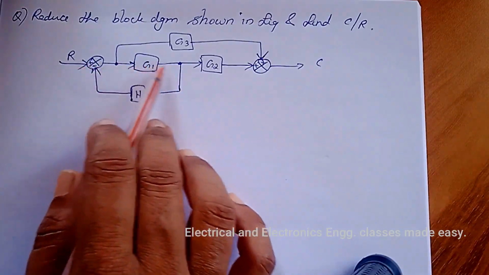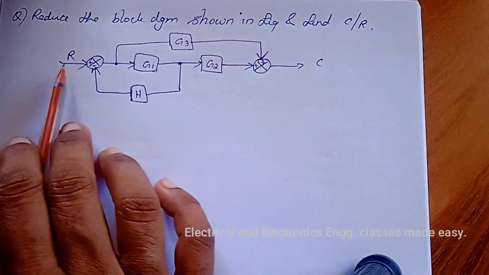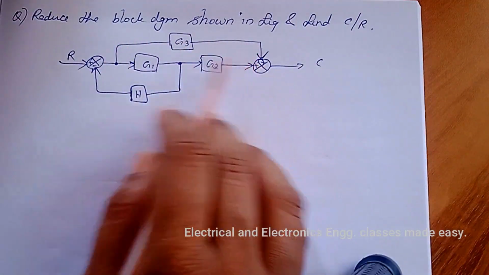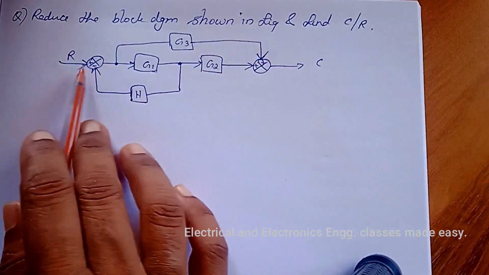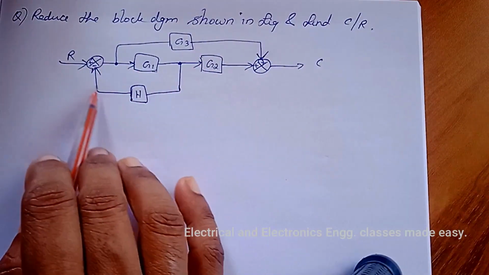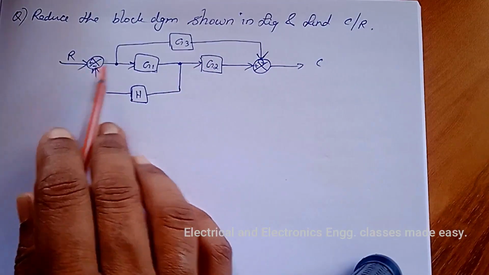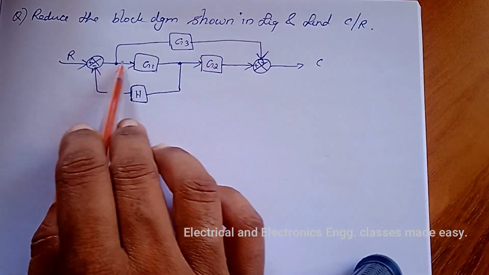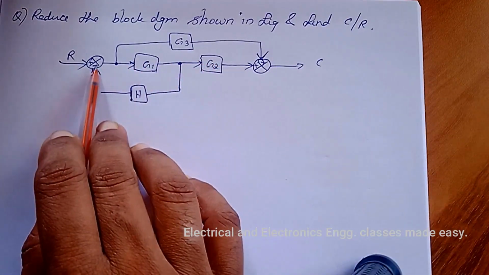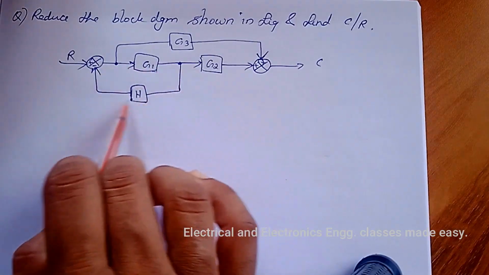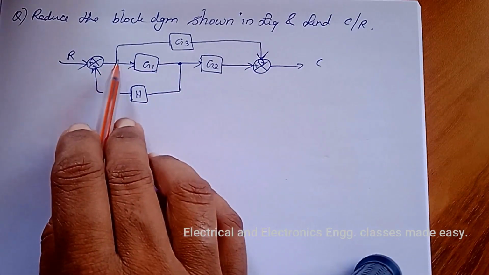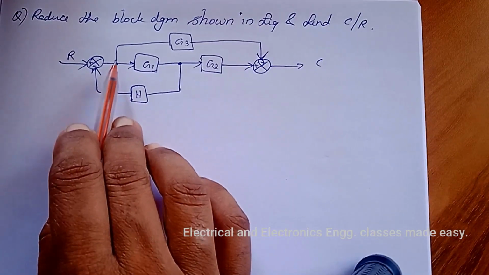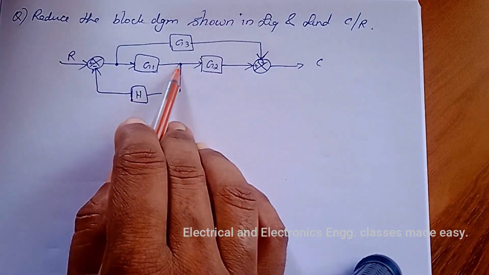So this is the first forward path. Then there is another path here, and this is a feedback path. So here, to eliminate this feedback path, we have to change this branch point from here to here.